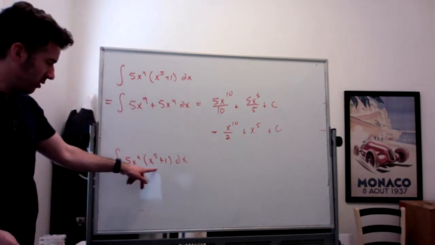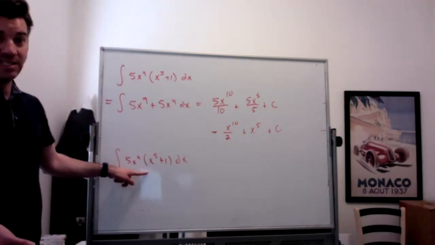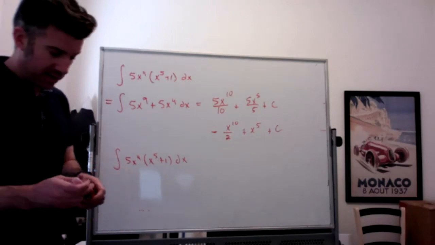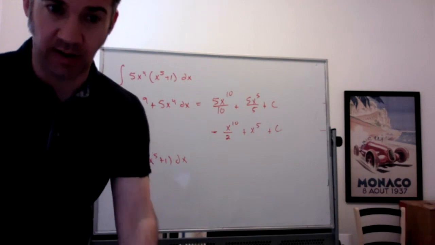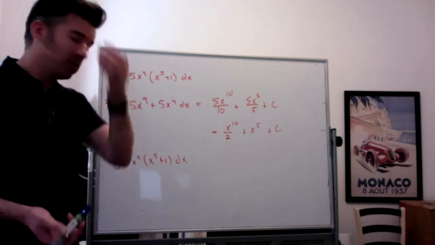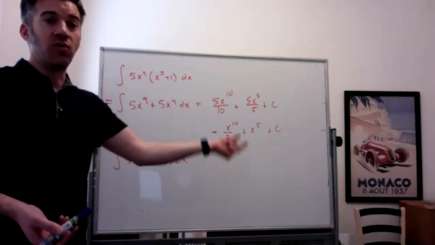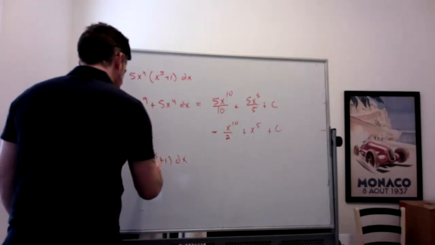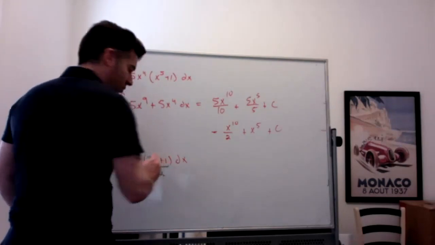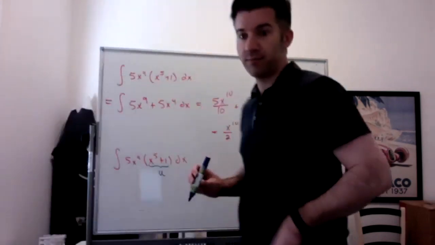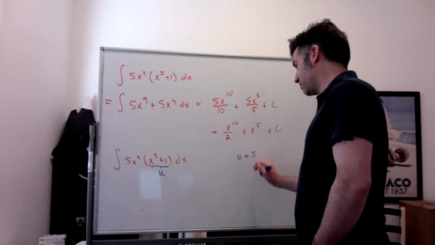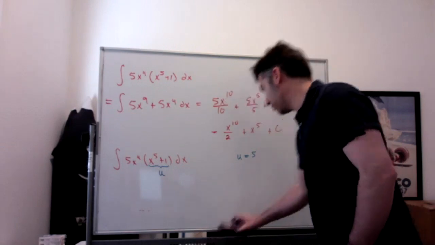This part here, this x to the fifth plus 1, its derivative is 5x to the fourth. So that's what we look for when we start talking about, can we do a u-substitution? Is there something in your integral whose derivative is also present in your integral? So we're going to let u equal that. So u is equal to x to the fifth plus 1.